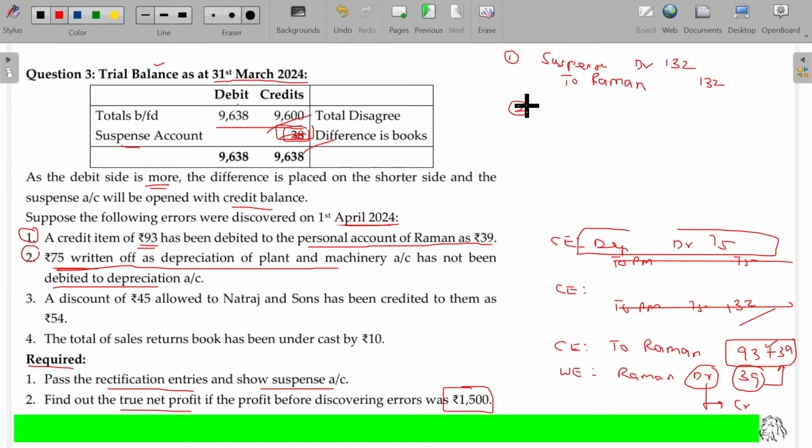But depreciation being a nominal account, we can replace it with the P&L adjustment account to suspense account. Because we need to adjust the profit also. To adjust the profit, we assume the rectification is done only after the preparation of final accounts. So the value is 75 here. Is that clear?